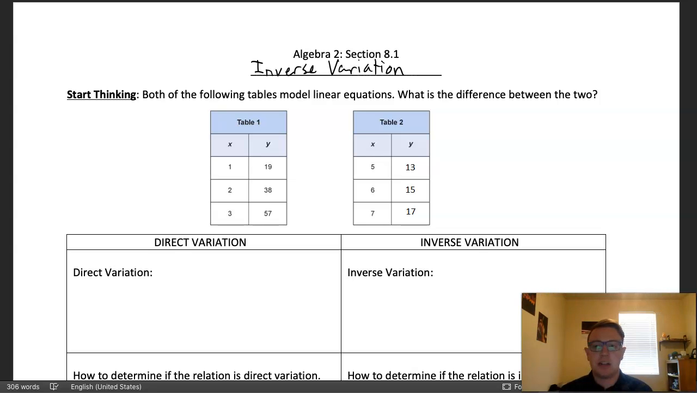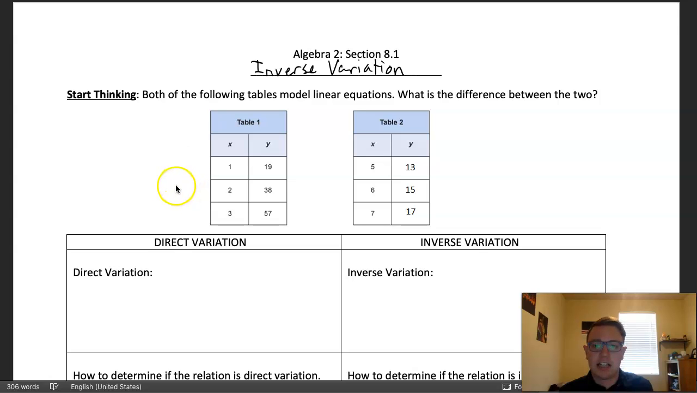Today we're going to be jumping into a new chapter here, Chapter 8, starting with Section 8.1. This is inverse variation. Now to start off, we have two different tables. Both of them are linear functions. We're trying to determine what's different between them.